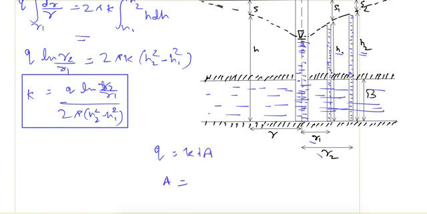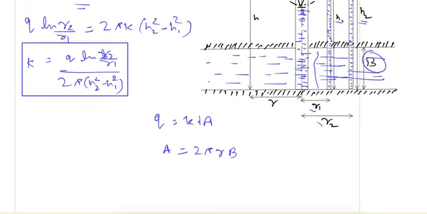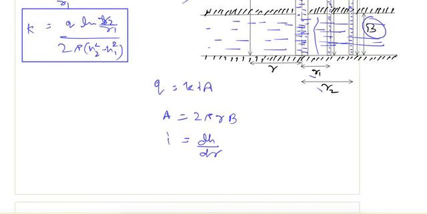Similarly again we can write Q is equal to KIA, and in this case A will become, because the water will flow through only the thickness of this aquifer, which is B, 2 pi r B, and I will be equal to dh upon dr as it was in the last case.